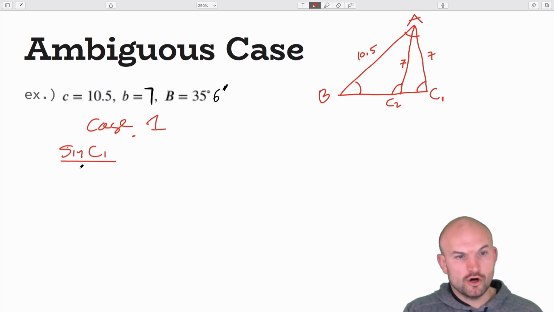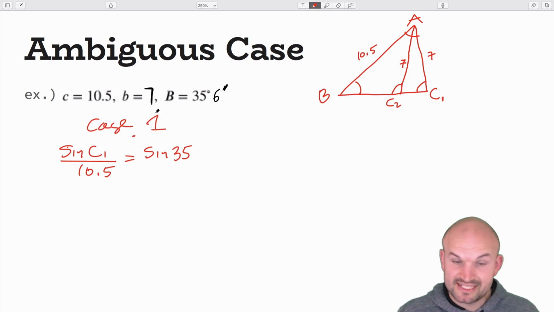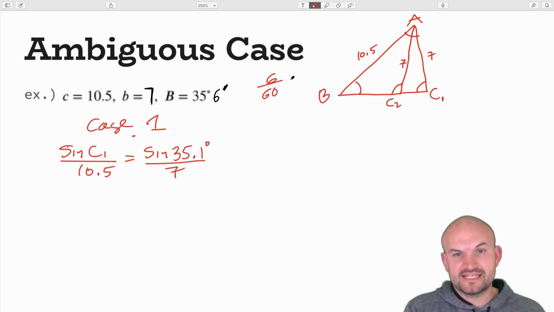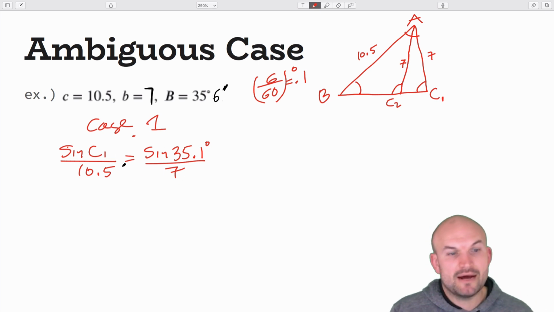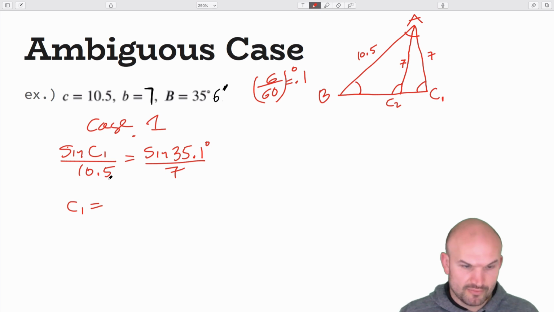sine of C1 over 10.5 is going to equal the sine of 35. Now again, what is 6 minutes out of 60? So 6 divided by 60, that's going to be 0.1, right? So I can just say that's 35.1 degrees over 7, right? That's 6 minutes over 60 is equal to 0.1. All right. So now I'll go ahead and solve for C1. So I'll just multiply: 10.5 times the sine of 35.1, and then I'm going to divide that by 7.